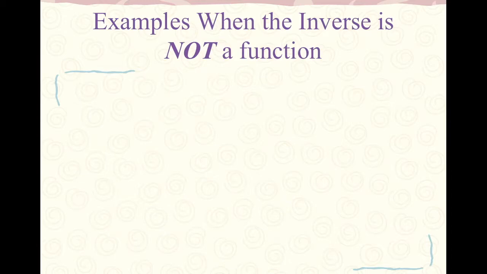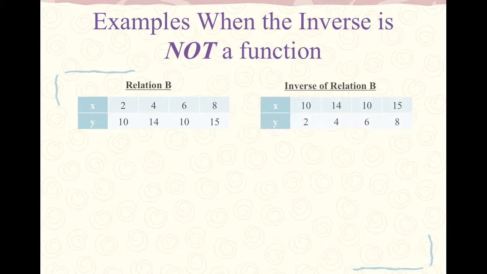Okay. Now, this is on a graph. Sometimes you won't be given a graph. Sometimes you'll be too lazy to even draw a graph, so I'm going to show you ways where you can tell when an inverse is not a function besides using the vertical line test. Okay. So here's relation B. You have x's, you have y's, and we're going to flip them so that we can check out the inverse of relation B.